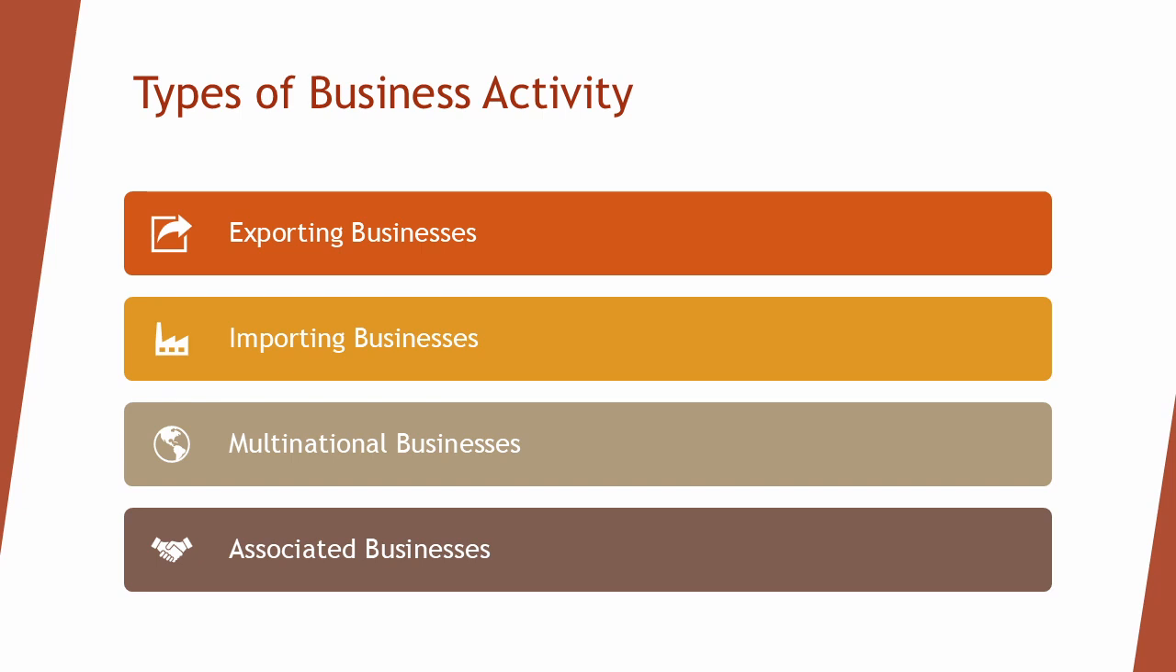in its home market. A multinational business is a company that owns or controls production or service facilities in more than one country. An associated business is a firm that supports international trade through services such as logistics, distribution, finance, or marketing rather than directly producing goods.